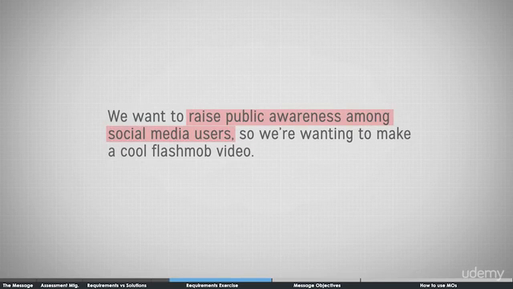And the client is again sneaking in a solution, not on purpose, but make a cool flash mob video, because in their experience, this is what they think is going to help meet that requirement. Now that isn't a bad idea. In fact, it's a pretty good idea. But the problem is that in this situation, we don't have any evidence to support whether or not that solution really truly is the most potent and the most effective solution to really achieving those requirements.